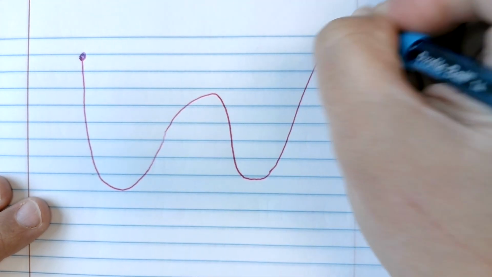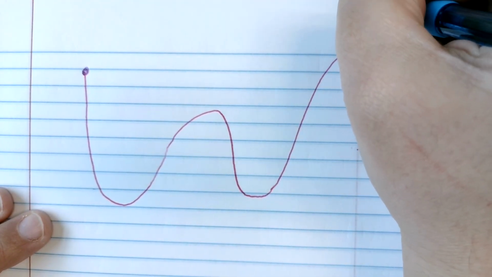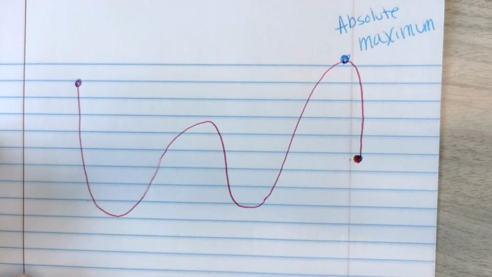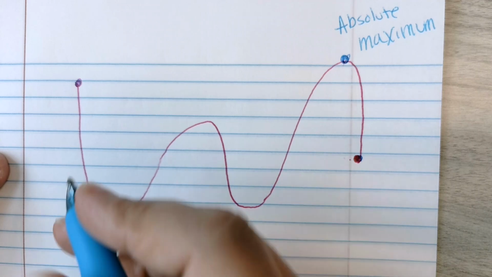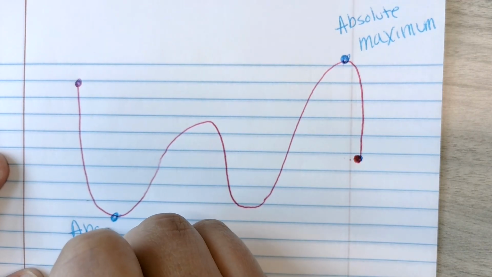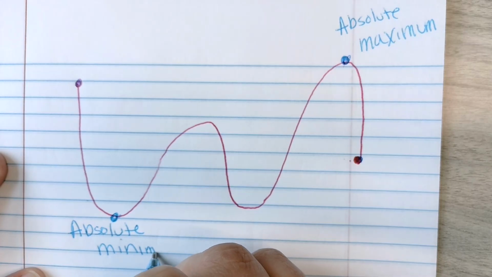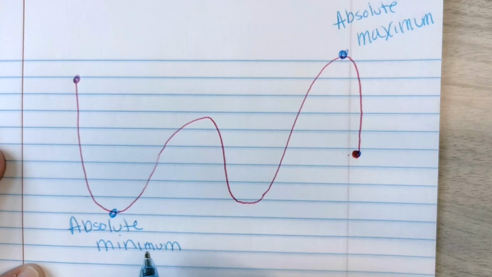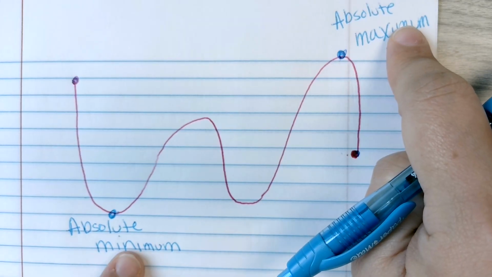But right now, this is the highest point on the graph. It's the topmost point, so this is called an absolute maximum. This one is the lowest point on the graph. No other point is as low as this one. So this is our absolute minimum. So these are two extrema. Sorry, I got to talking and I spelled minimum wrong. It looks fine. So this is the very top of the graph, and this is the very bottom of the graph.